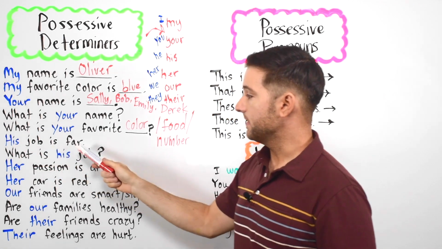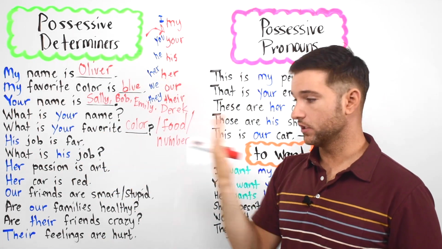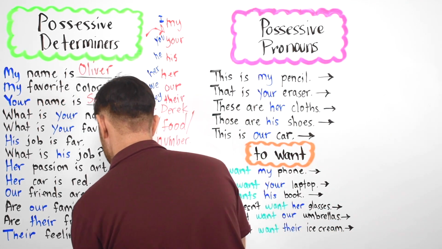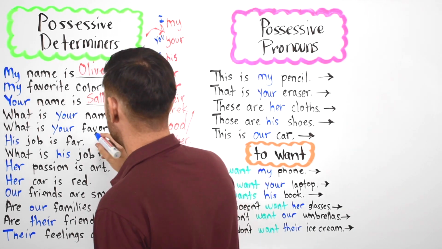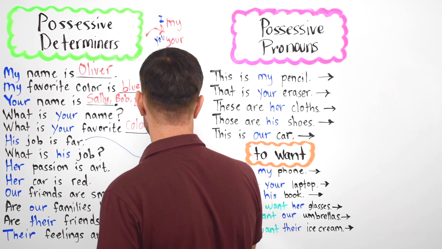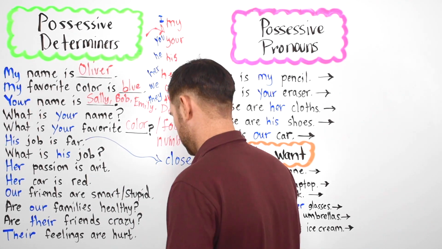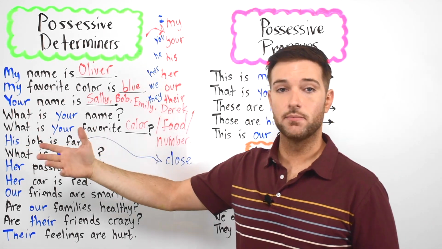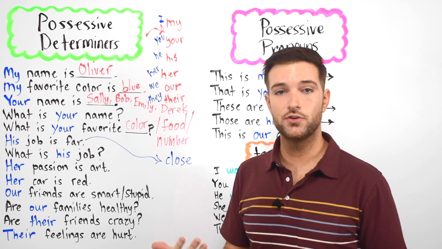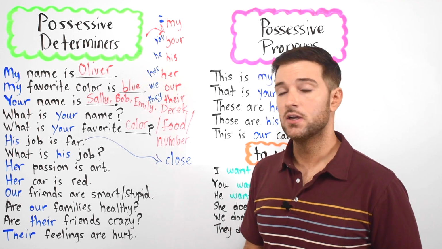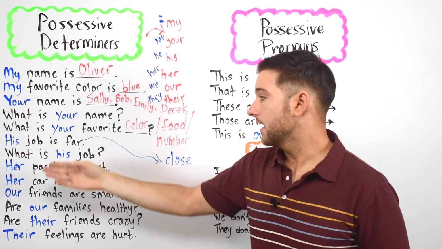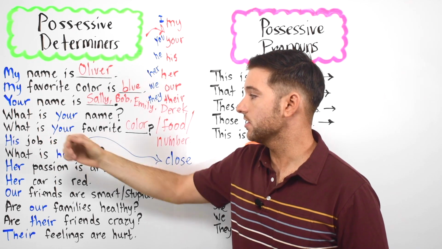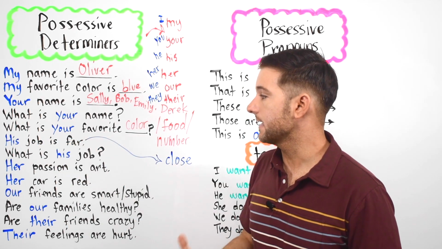Okay, it says his job is far. So we have close and then we have far. So the opposite of far is close. So if it's not far, it's close. C-L-O-S-E, close. So you can say his job is far. For example, what is a job? A job is where you work. A job is where you earn money. Okay, that is a job. You can have a job as a teacher. You can have a job as a scientist. You can have a job as a farmer. You can have a job as a doctor. You can have a job as a mechanic.